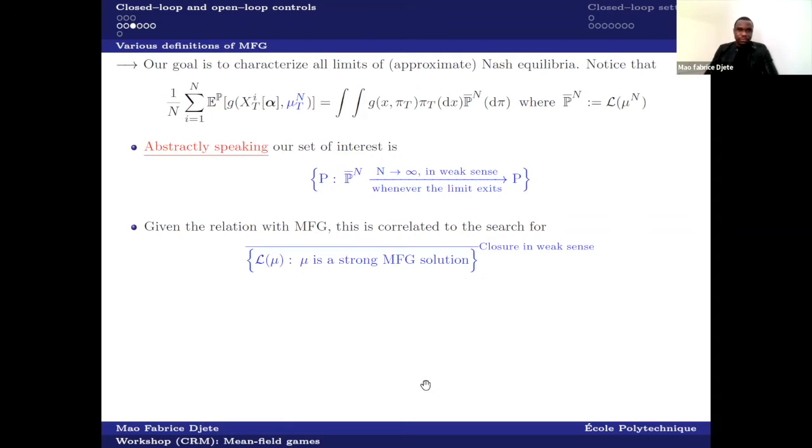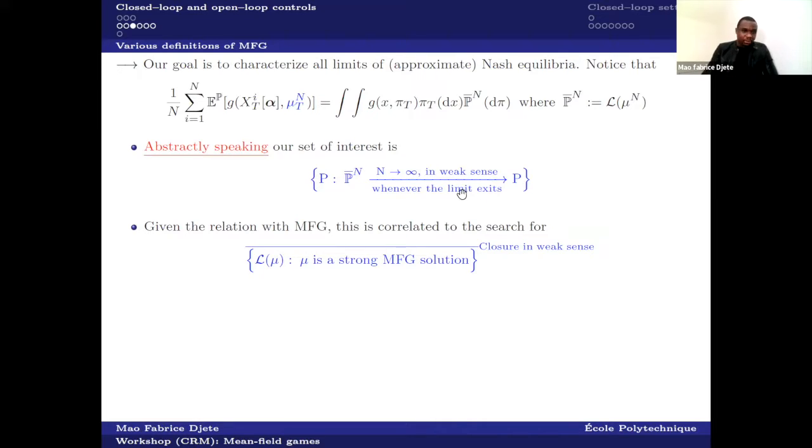So, since the beginning, I talk about convergence and convergence of Nash equilibria. Mathematically speaking, what do I mean by that? So let's talk about that. As I said in the introduction, I want to characterize the possible limits of approximate Nash equilibria. Abstractly speaking, what I'm interested in here is this kind of set: the set of all distributions coming from the empirical distribution of the Nash equilibria. So I want to try to understand what this set is, in fact.